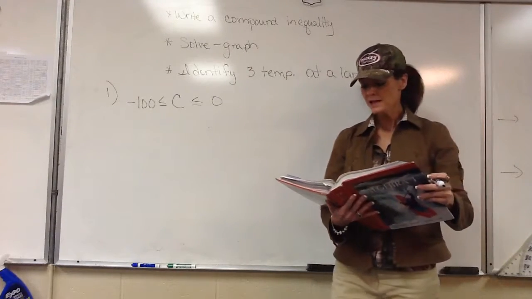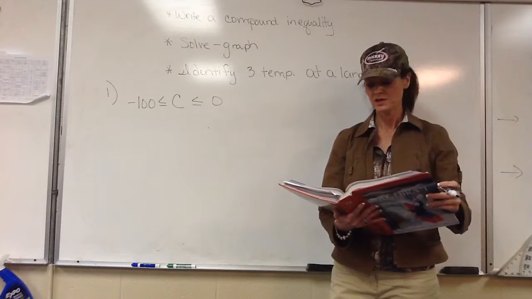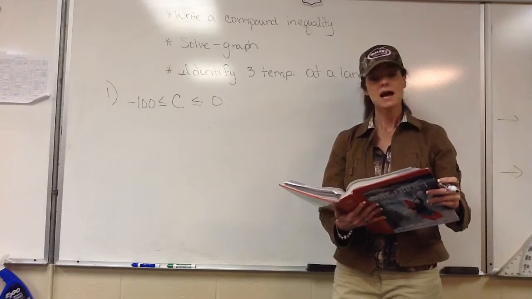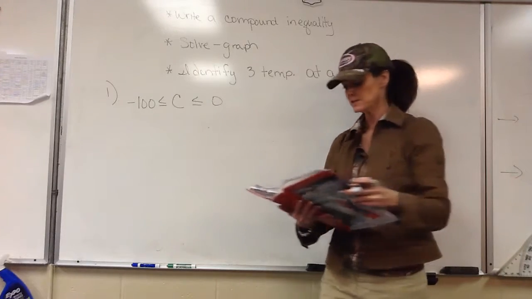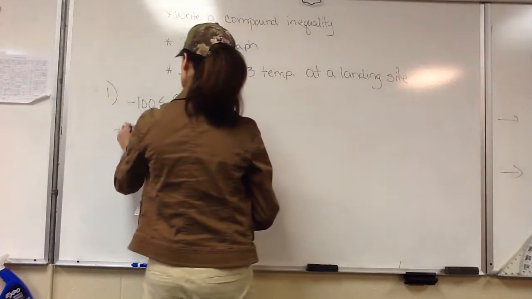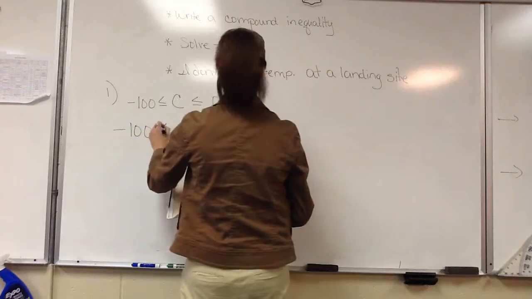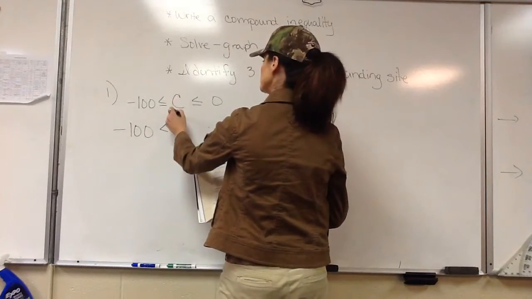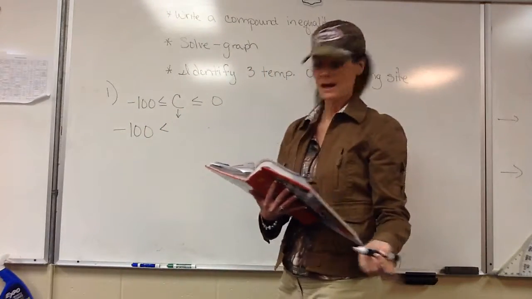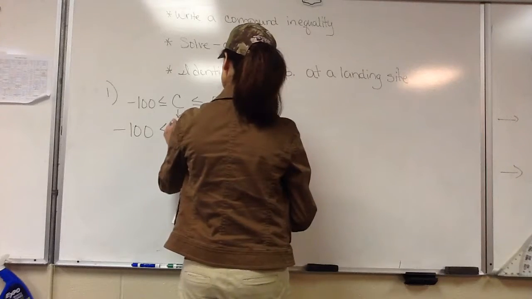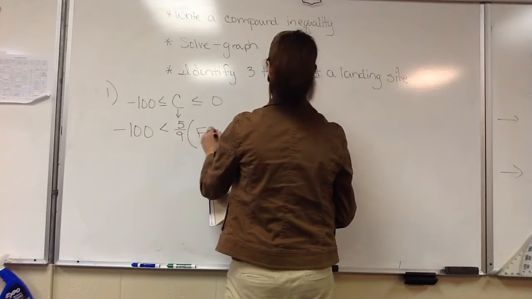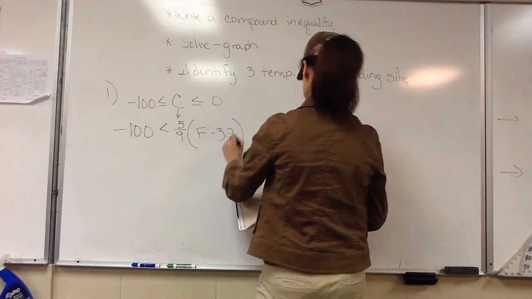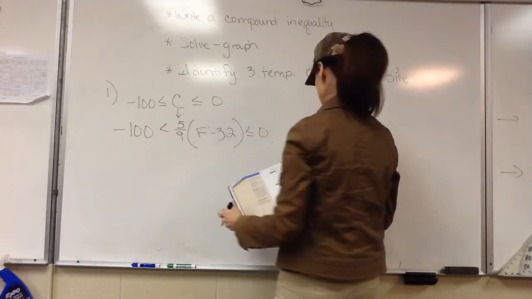Next, we're going to substitute in 5/9 times Fahrenheit minus 32 for Celsius, because we want to convert it to Fahrenheit. So we're going to change Celsius to our Fahrenheit formula, which is going to be negative 100 is less than or equal to 5/9 times Fahrenheit minus 32, is less than or equal to 0.